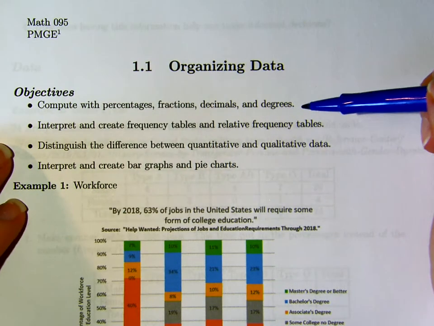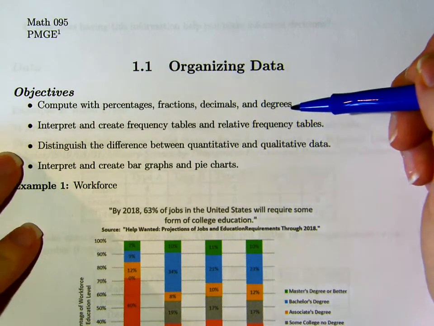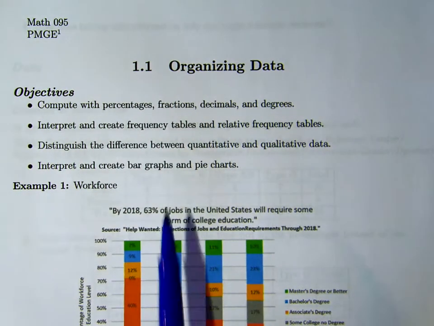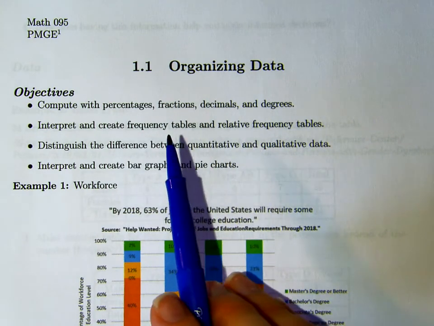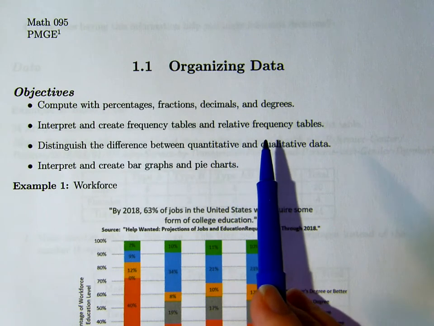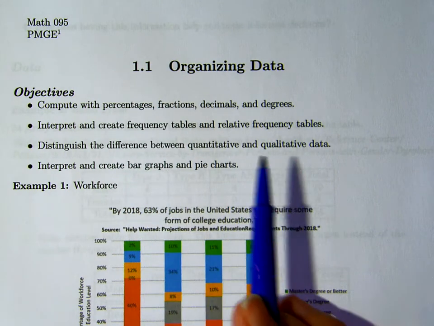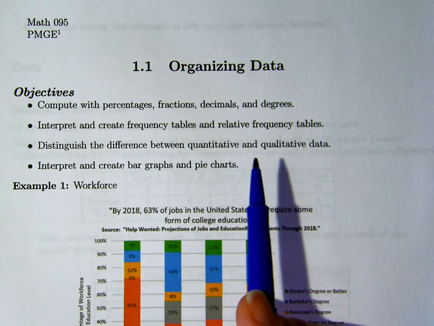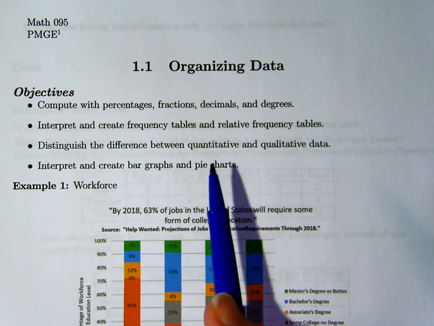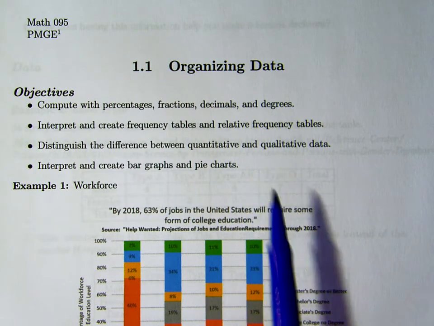So we'll talk about percentages, fractions, decimals, and degrees. So we'll toss in degrees into these computations. We'll interpret and create frequency tables and relative. So the difference between just a raw frequency count and the relative frequency count relative to how many total we have. And we'll distinguish between 2 different types of data. This isn't specifically in this section, but it's implicitly there. So we might as well say what it is and get that vocabulary started, in my opinion.